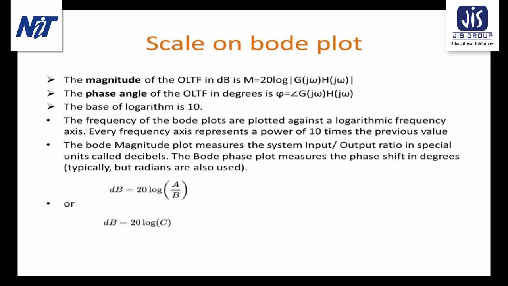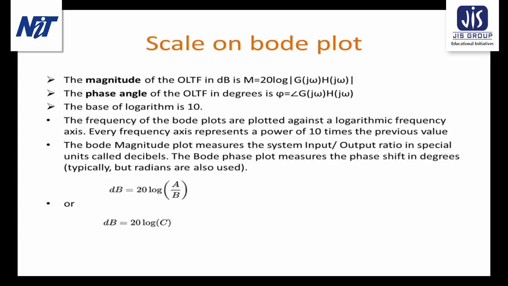Now, the scale used in the Bode plot. So, there are two types of plots. One is the magnitude plot and another one is the phase angle plot. In the magnitude plot, the open loop transfer function is expressed in decibel, that is dB. And to convert this into dB, we use 20 log mod of G(jω) or H(jω). And the phase angle of the open loop transfer function is expressed in degrees. And for the logarithmic plot, the base of the logarithm has to be considered as 10.